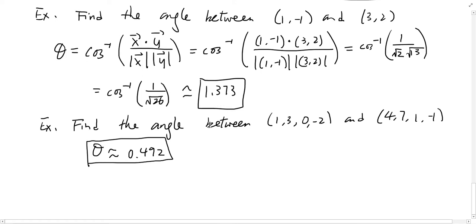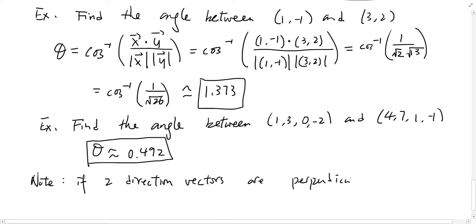So I'll show you what one of the most important consequences is. Note the following. If two direction vectors are perpendicular to each other, then the dot product must be 0.